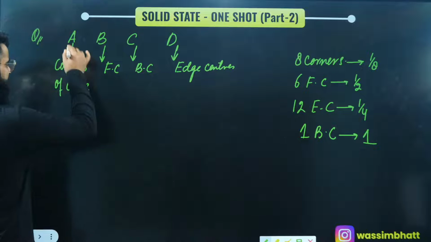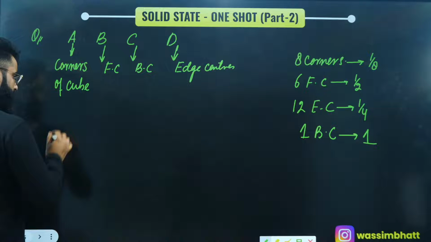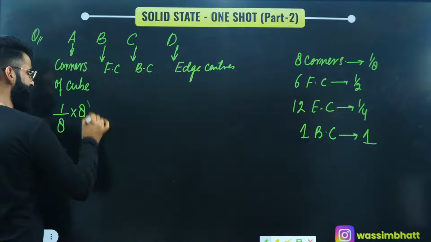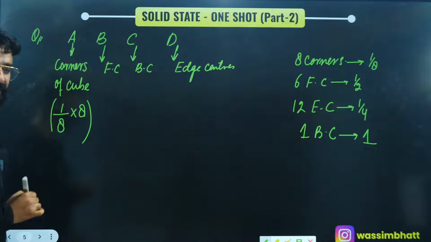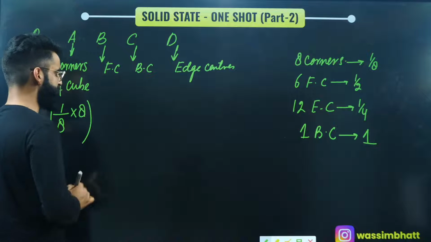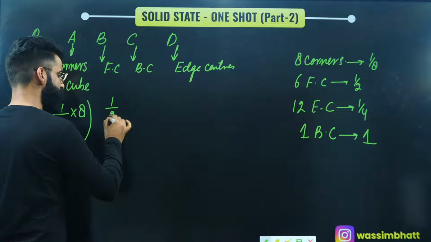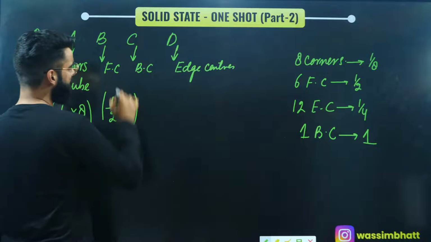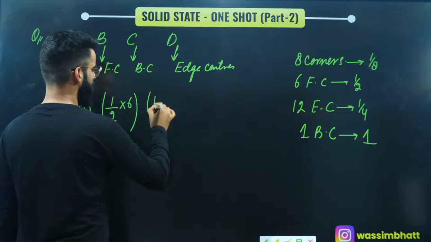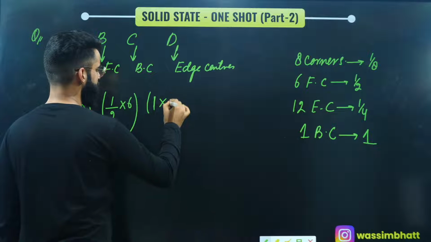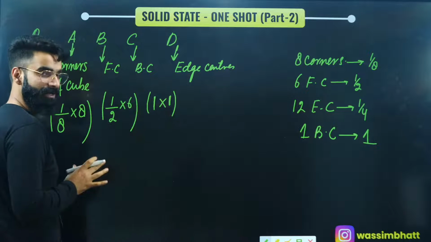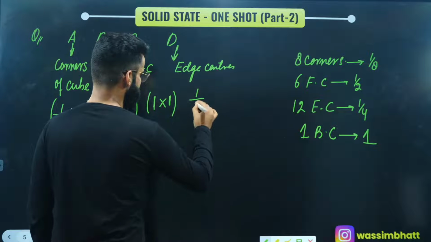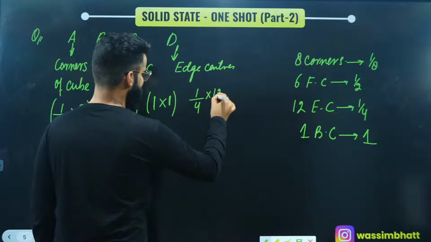Now see, A particles are present at the corners of the cube. What is the contribution of the corner particle? 1/8. Total there are how many corner particles? 8 corner particles. Multiply it with 8, right? B particles are present at the face centers. Contribution of face-centered particle is 1/2. There are 6 face-centered particles in total. C particles are present at the body centers. Contribution of the body-centered particle is 1, and there is total only 1 body-centered particle in the cube. D particles are present at the edge centers. Contribution of the edge center is 1/4. Total there are 12 edge centers, right?